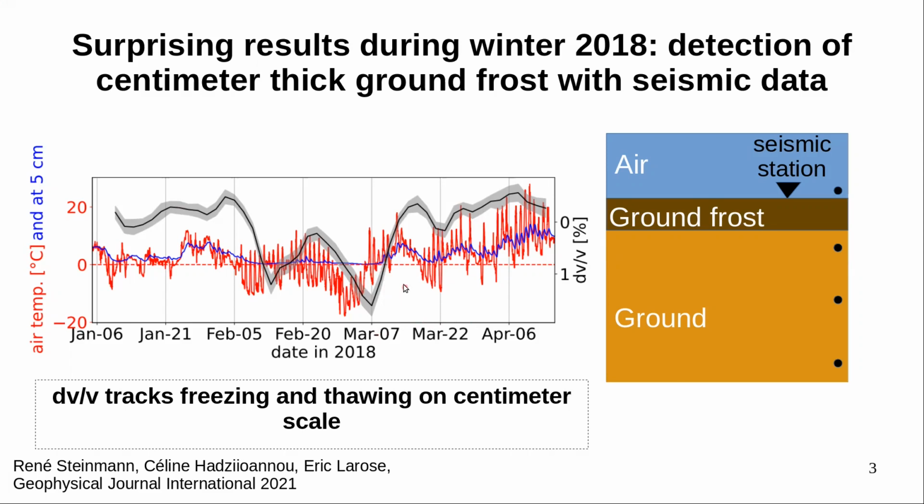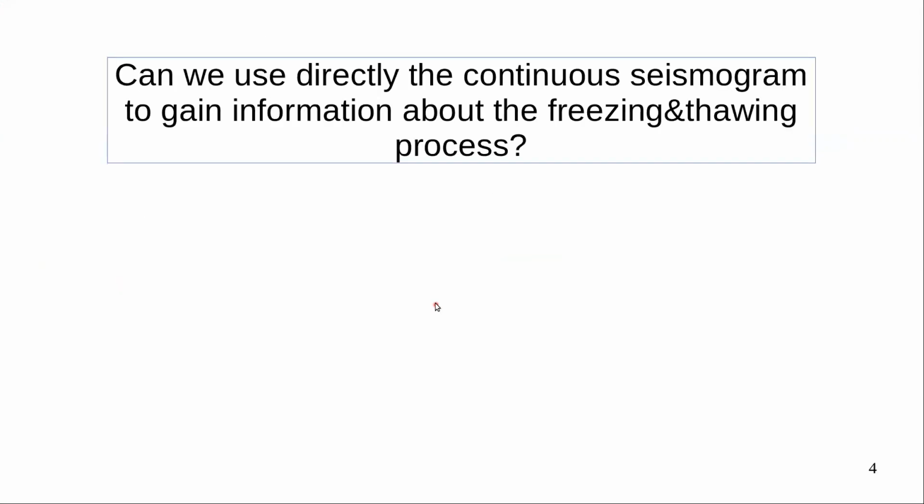If you want to know more details about this observation, I refer to this publication we made earlier this year in Geophysical Journal International. Now, based on these results, we had the question in mind: can we use directly the continuous seismograms to gain information about the freezing and thawing process? So instead of doing the cross correlations, using directly a three-component seismogram.